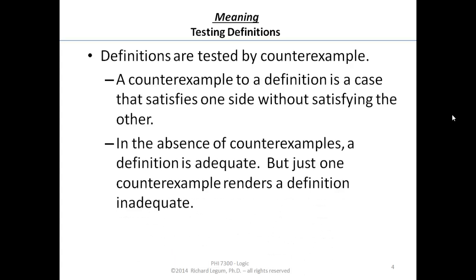And the other thing is, when we think about a definition, we're going to test it. Can we find counterexamples? Can we find things on one side with a term to be defined, but the definition doesn't capture, or vice versa? We're going to find examples that show that it's too broad or too narrow, and in the absence of any such counterexample, we're going to assume that the definition is adequate. And remember, all you need is one counterexample to render a definition inadequate.